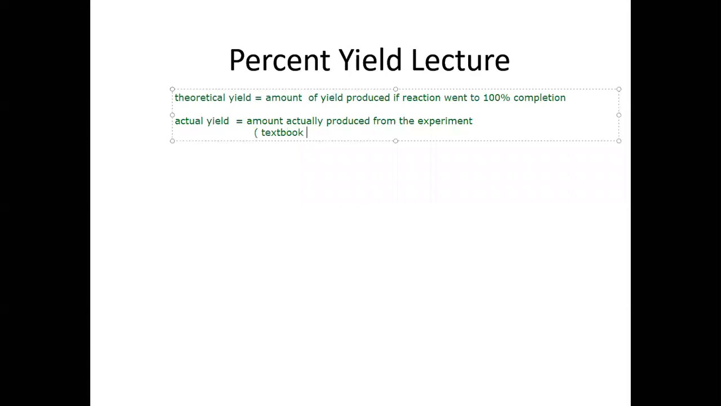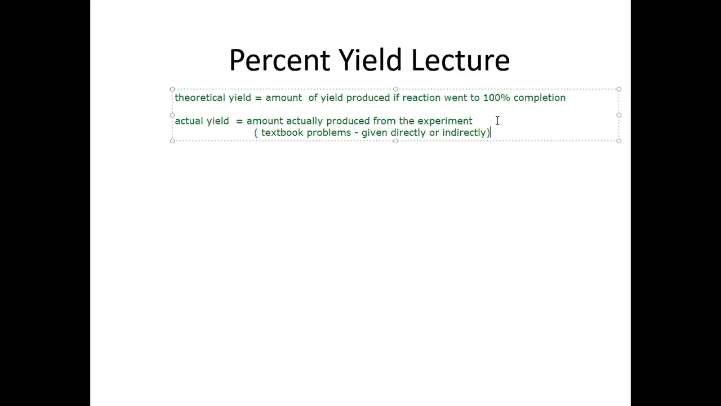And so in textbook problems, actual yield is either given to you directly or indirectly. So when you're given a problem involving percent yield, if you're looking for percent yield, it'll give you the actual yield in the problem. It'll say we produce this much of a certain product. Indirectly means it may give you the percent yield and ask to calculate how much actual yield was produced. And so the actual yield is something that's going to be given to you, again, directly or indirectly.